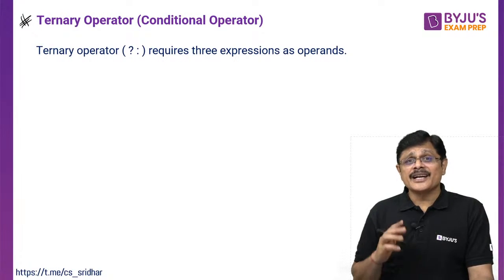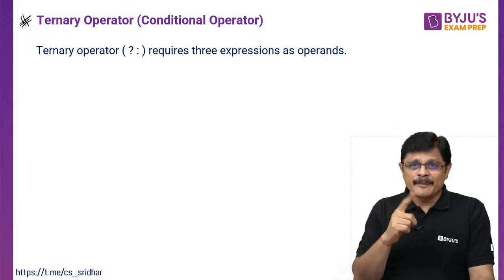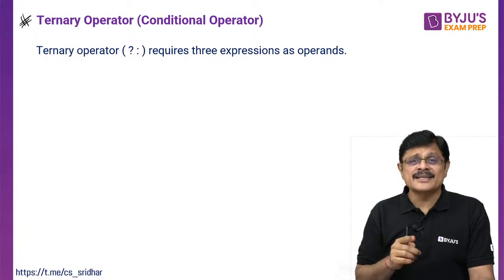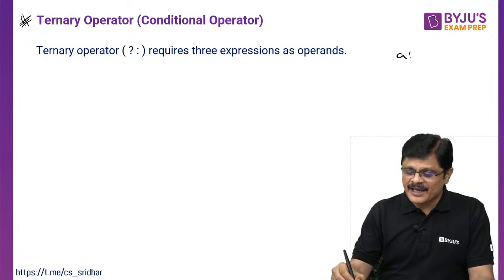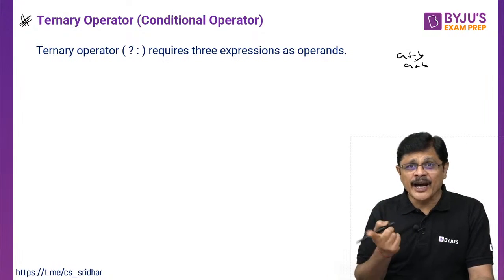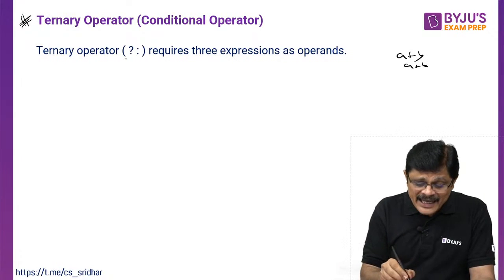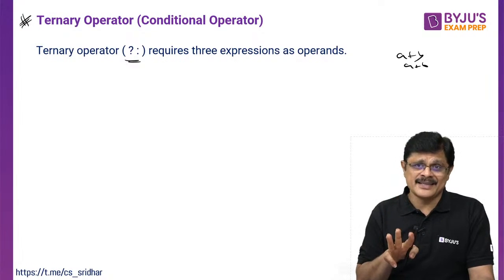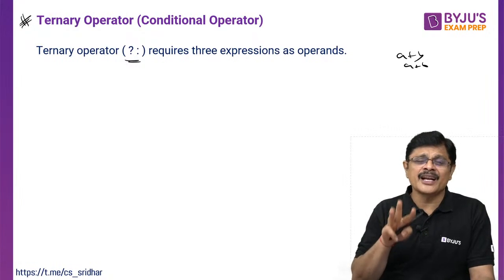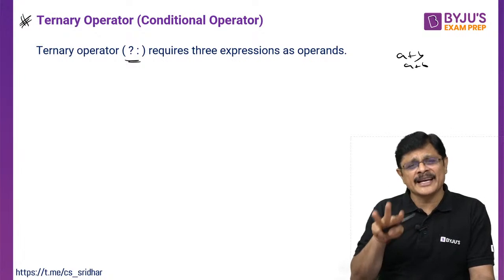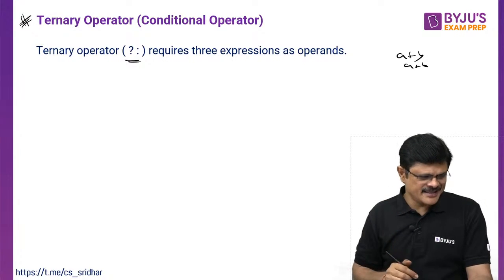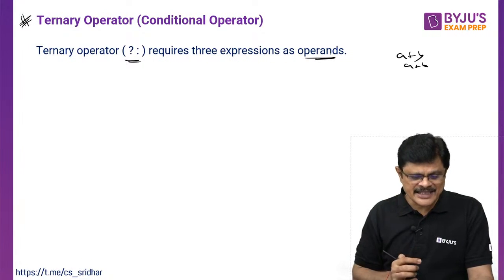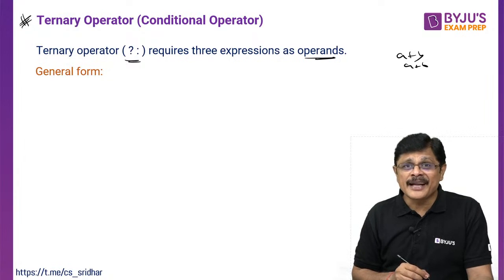Ternary operator. See, generally we have unary operators like plus plus, minus minus, post increment, post decrement. All these are unary operators, whereas binary operators are like a plus b, a into b. These are all binary operators. They operate on 2 operands, whereas the ternary operator operates on 3 operands, actually 3 expressions, my dear friends. Ternary requires 3 expressions as operands. So this is the general form of the ternary operator.